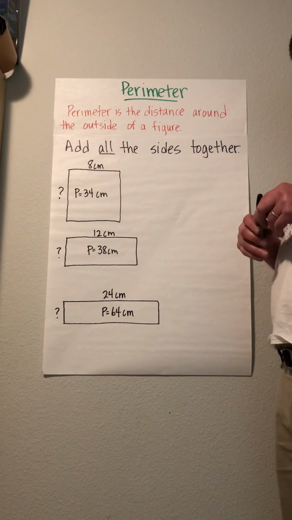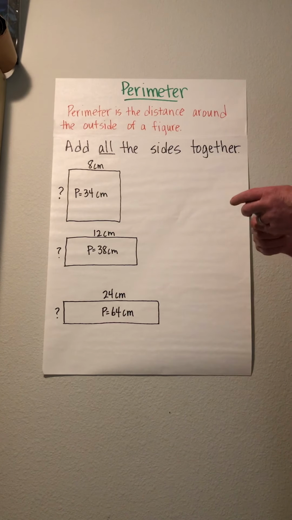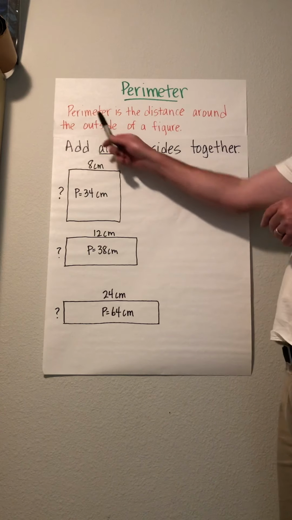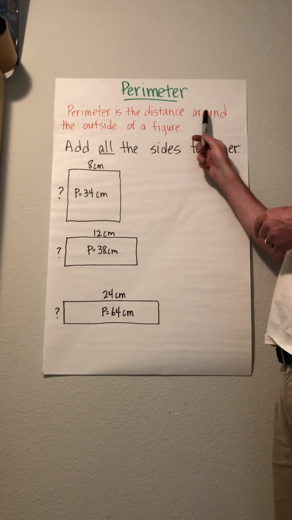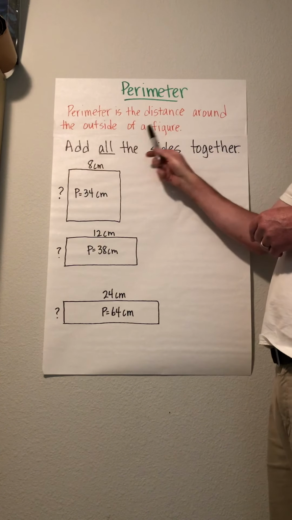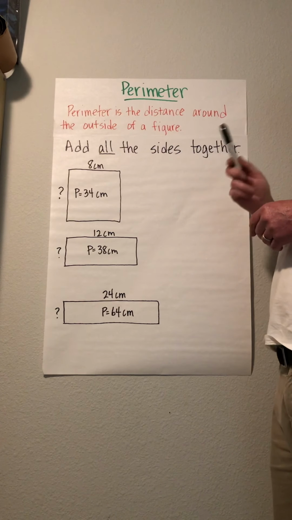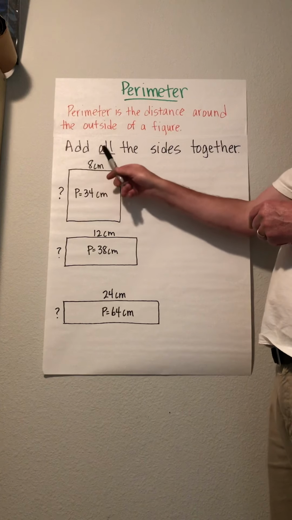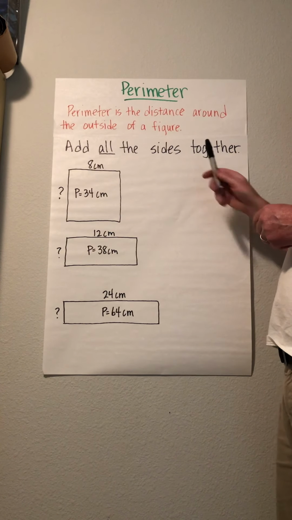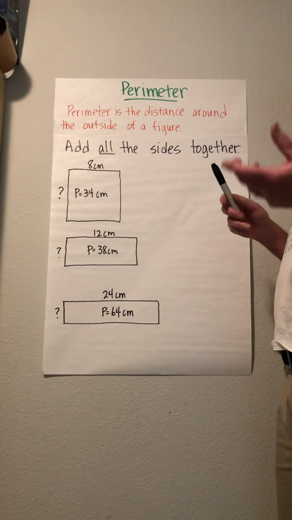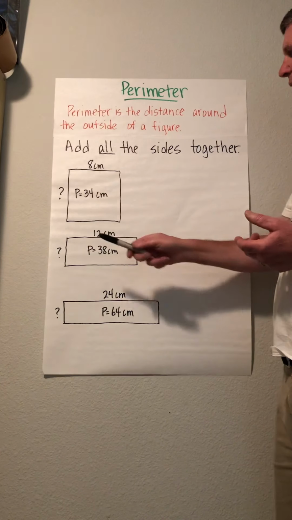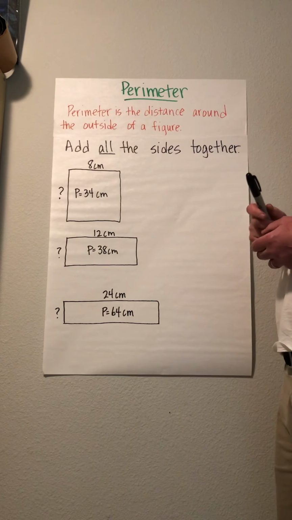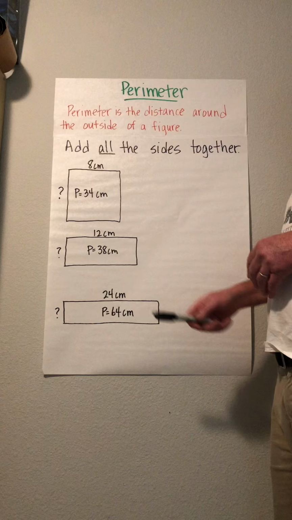So today is our second lesson on perimeter. I want to remind you that perimeter is the distance around the outside of a figure. And the way that we calculate the perimeter is we add all the sides together. Okay, so it's fairly simple, just this side plus this side plus this side plus this side. And that'll give us a number, and that is our perimeter.